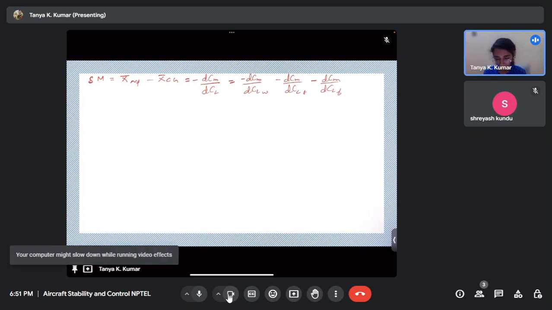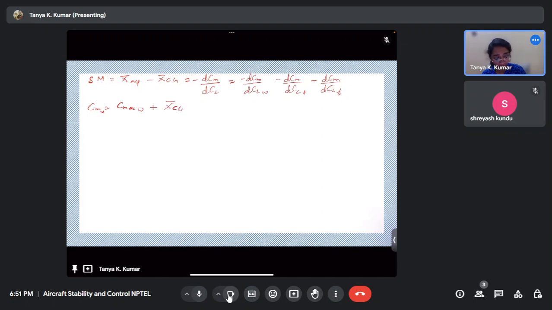So let's try doing this. For the wing, you write Cm of the wing as Cm AC of the wing plus x bar Cg minus x bar AC of the wing into Cl. I'm writing in terms of Cl because we need to find dCm by dCl. Which gives dCm by dCl of the wing as x bar Cg minus x bar AC wing.